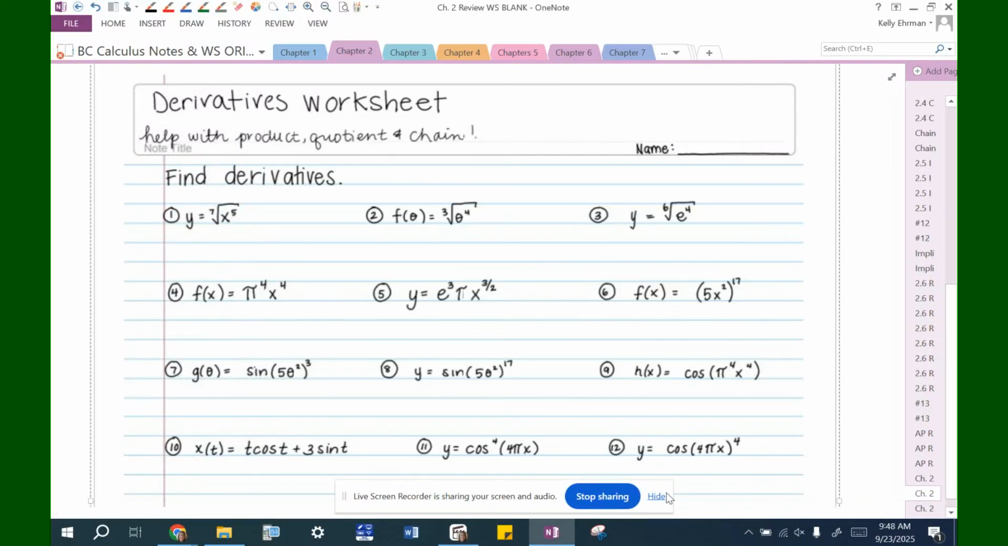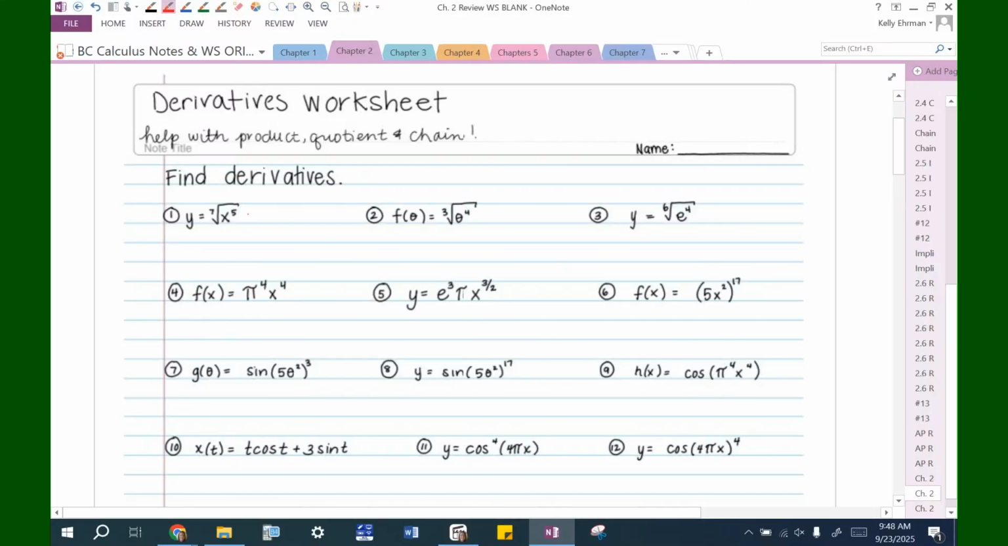All right, this is the review I have for the Chapter 2 test. Reminder to also look back at the AP problems that we did, the related rates problems in the notes. These are all no calculator derivatives. All right, find the derivatives. So these are all of our derivative rules.